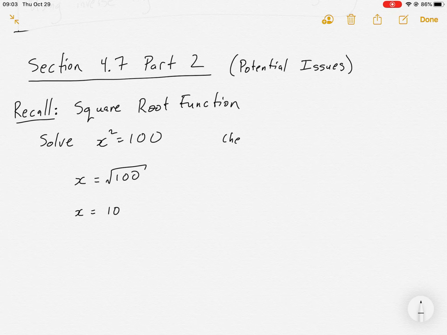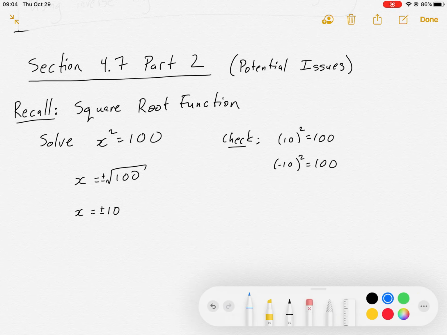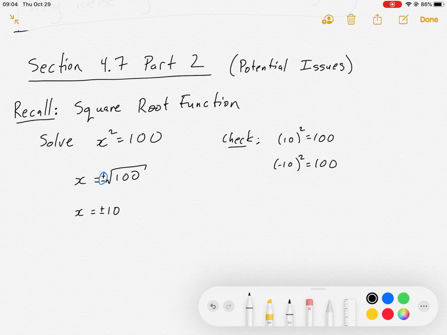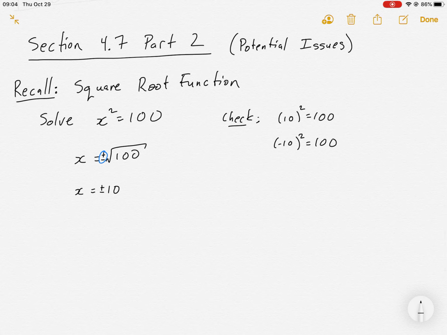We could check that back in the original. We'd say 10 squared equals 100. However, there is an issue. When you take the square root of both sides, we actually know that both the positive and negative values work. If I check negative 10 squared on the calculator, I also get 100. So whenever you use the square root function, that little plus or minus sign pops up. And it's really important to remember that. Something similar is going to happen with trigonometry.